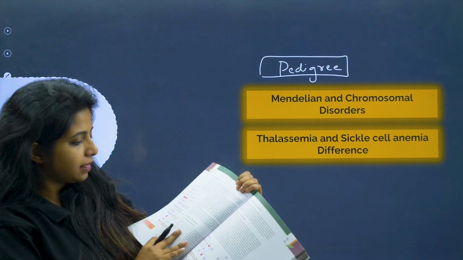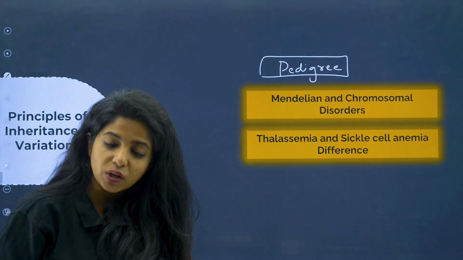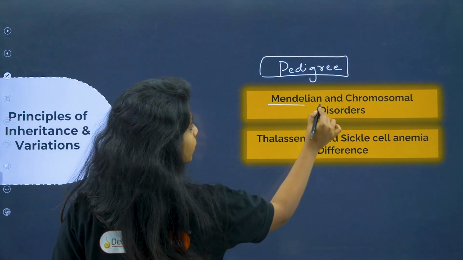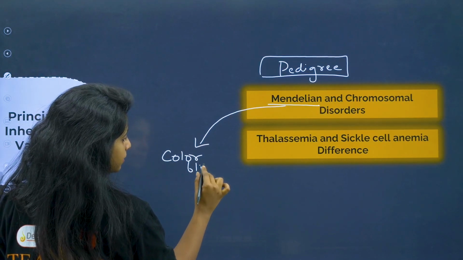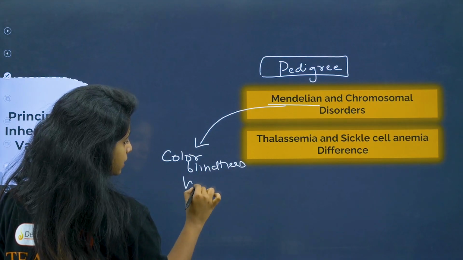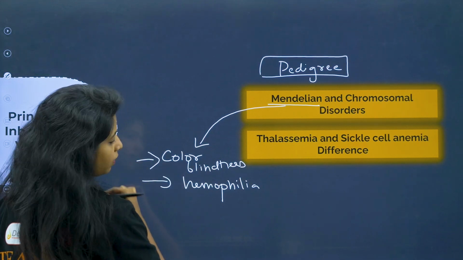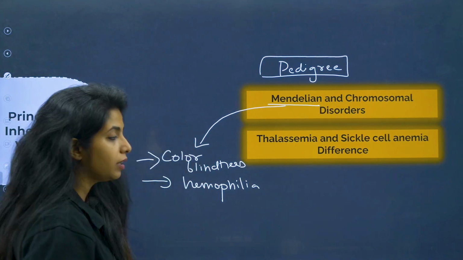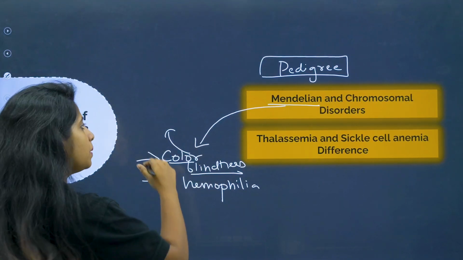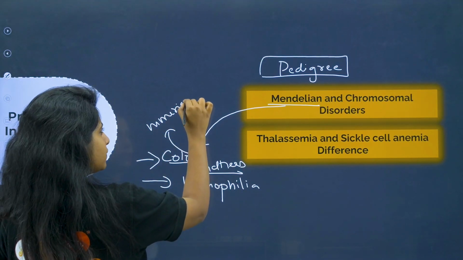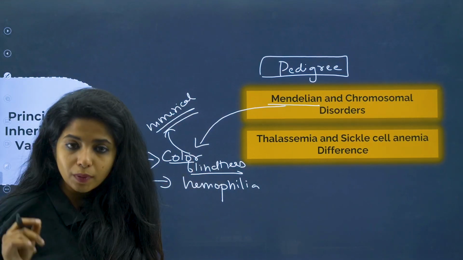If you're talking about Mendelian and chromosomal disorders, all of them are equally important, but in Mendelian I will recommend not to miss color blindness and hemophilia. Very, very important diseases. You can get numerical-based questions on them as well. If you have seen my Brahmastra series, you might have seen that there are so many questions around it. So you should be knowing about that.